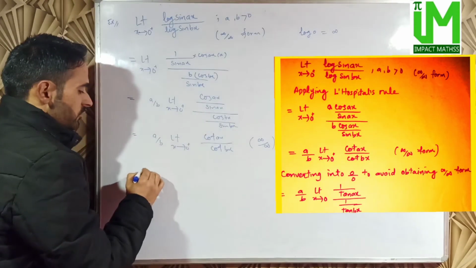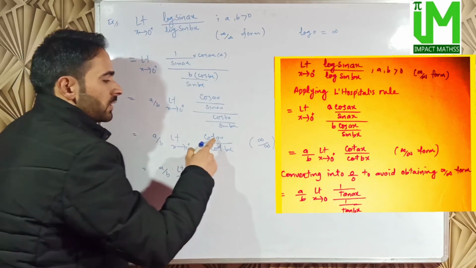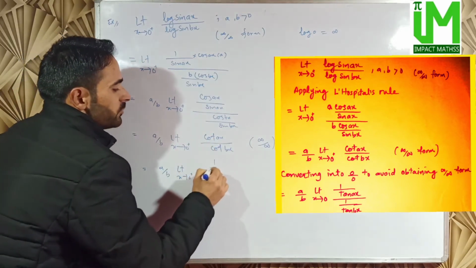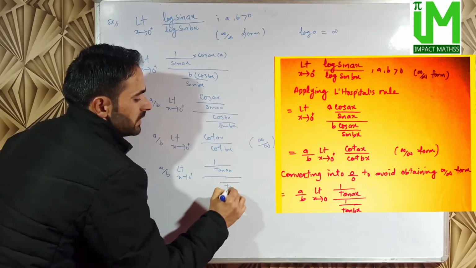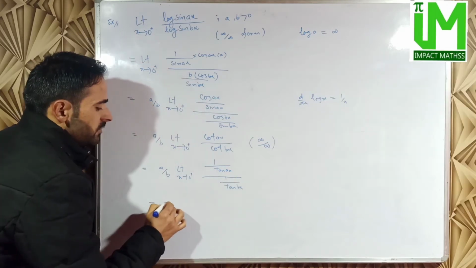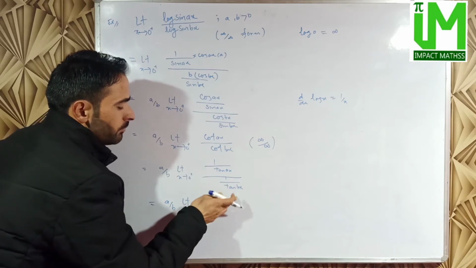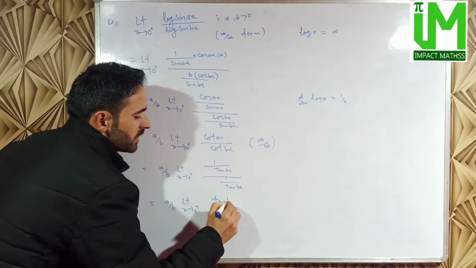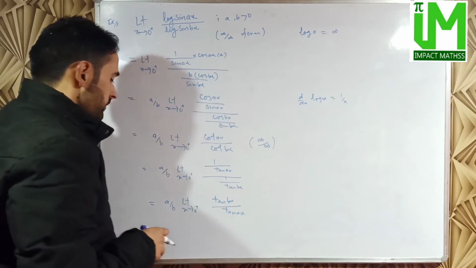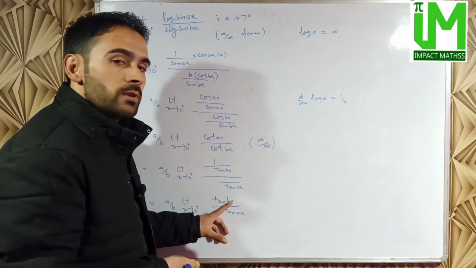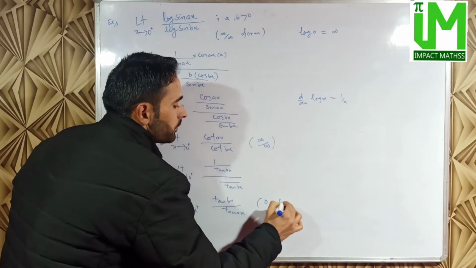So this will be a divided by b, limit x tends to 0 from the right. We convert cot ax into tan, so it will be 1 divided by tan of ax divided by 1 divided by tan of bx. Thus this will be a divided by b, limit x approaches 0 from the right, by reciprocal, tan bx divided by tan ax. If we now check, when x approaches 0, tan 0 will be 0 divided by 0. Now this has been reduced to 0 by 0 form.